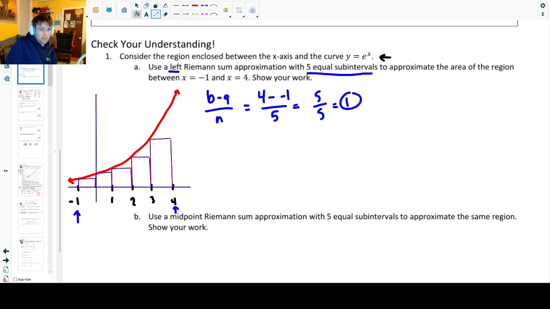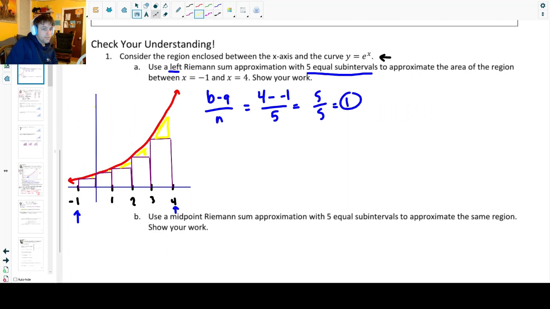You can see that these rectangles are giving us an under approximation, right? We're missing this little area here, here, here, here, and obviously right here, a bigger section. But that always happens when you have an increasing function and you're using a left-hand method.